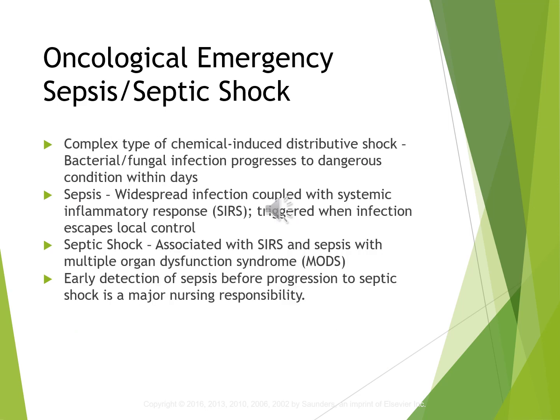Let's reiterate what was on that previous slide. It's a complex type of chemical-induced distributive shock. That's what septic shock is. It is a form of distributive shock. Bacterial and fungal infections progress to dangerous conditions within days, and for some people who are immunocompromised, it will be hours instead of days. Sepsis is a widespread infection coupled with a systemic inflammatory response, or SIRS, which is triggered when infection escapes local control. So it gets past the local spot.